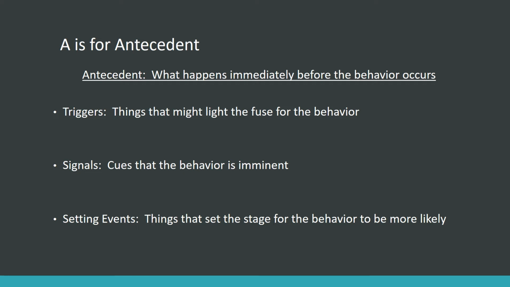So triggers are the things that might light the fuse for the behavior. These are things like if a sibling took a toy away, or if a student was asked to do work or chores, or if they got negative feedback. Those are things that might light that fuse for that behavior and might sort of make that behavior more likely to occur. Signals are cues that the child or student gives you that behavior is coming.